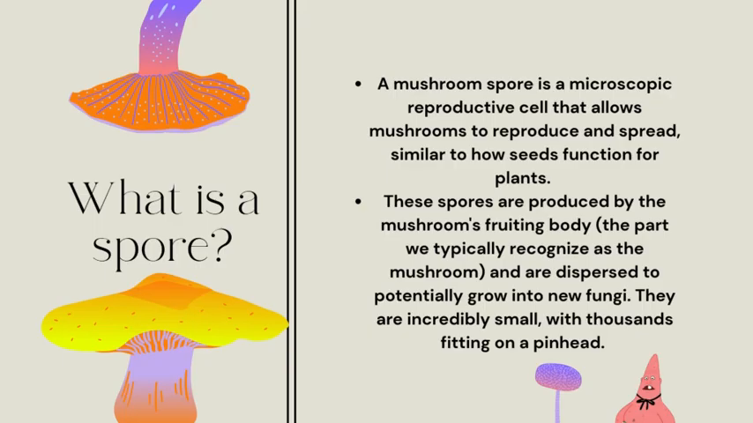A mushroom spore is a microscopic reproductive cell that allows mushrooms to reproduce and spread, similar to how seeds function for plants. Mushrooms have spores instead of seeds. These spores are produced by the mushroom's fruiting body, the part we typically recognize as the mushroom, and are dispersed to potentially grow into new fungi. They are incredibly small, with thousands fitting on a pinhead.